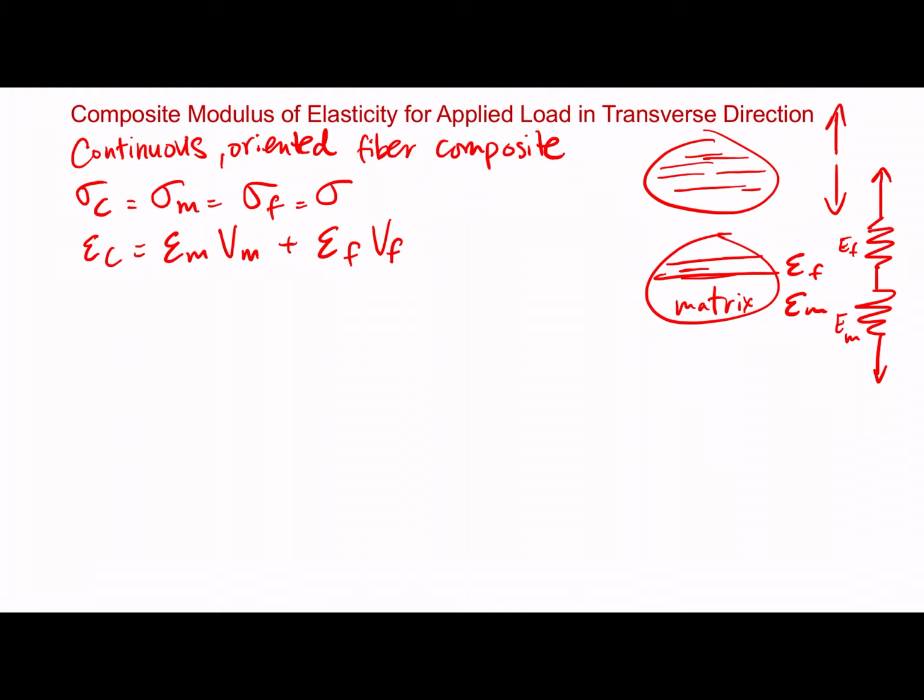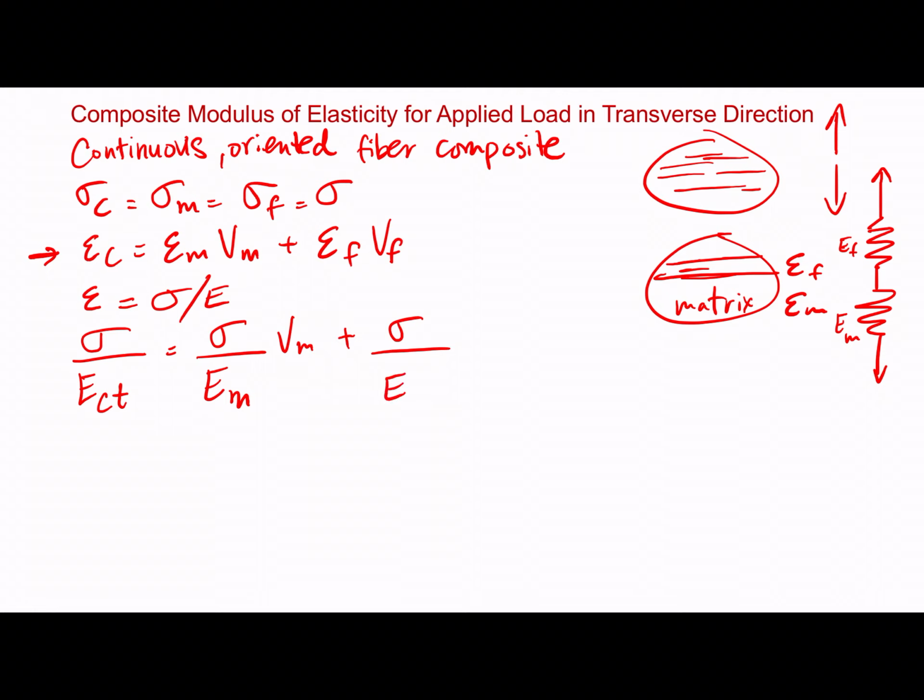There's going to be some modulus of elasticity for each of the components, and we know that the strain is equal to stress divided by the modulus of elasticity, so thus we can rewrite this equation as stress in the system, in the composite, which is also stress in the matrix, which is also equal to stress in the fibers, divided by the modulus of elasticity of the composite with an applied load that's in the transverse direction T is equal to sigma divided by the modulus of elasticity for the matrix times the volume fraction of the matrix plus stress divided by the modulus of elasticity for the fibers times the volume fraction of the fibers.